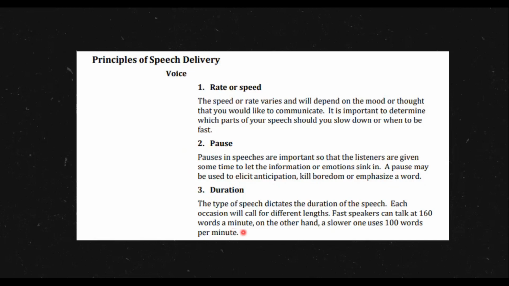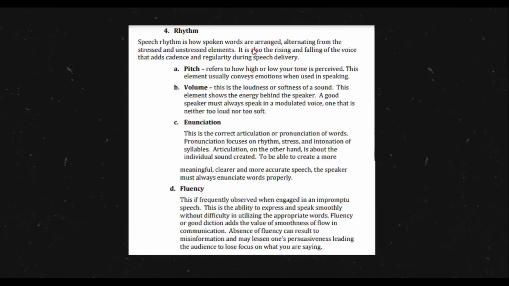Next, duration. The type of speech dictates the duration of the speech. Each occasion will call for a different length. Fast speakers can talk at 160 words a minute. On the other hand, a slower one uses 100 words per minute. Okay, so next, last for voice is rhythm. Okay, so speech rhythm is how spoken words are arranged, alternating stressed and unstressed elements. It is also the rising and falling of the voice that adds cadence and regularity during speech delivery.